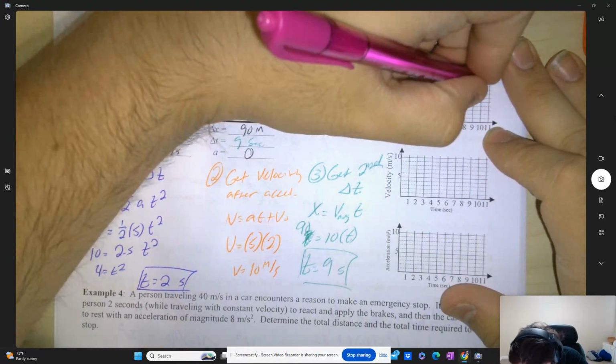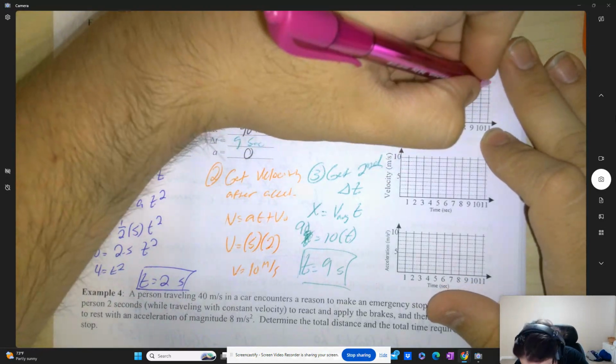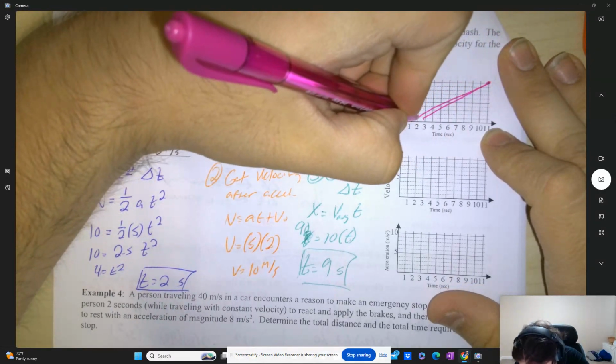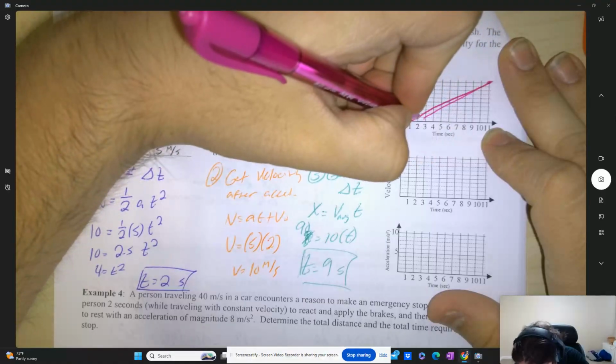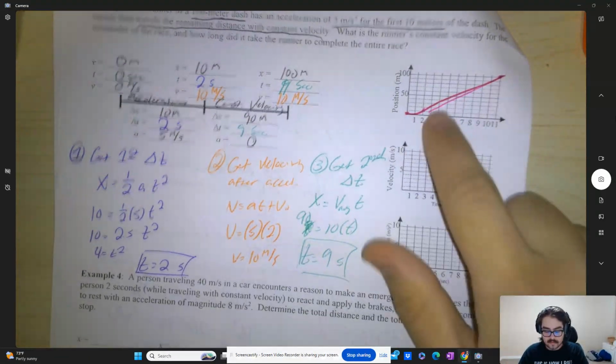This is going to be a constant velocity. So, oh, I drew that horribly. Can you see that? I drew that horribly. Always use a ruler for your straight lines. Okay, there you go. Ignore that little hanging one right there.